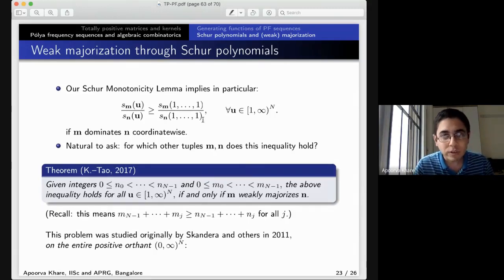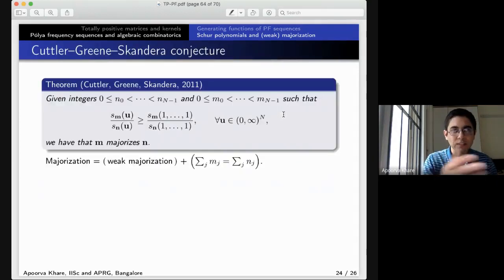At that time they wanted to understand for which m and n this inequality holds for the entire orthant, so [0, infinity) to the n, not [1, infinity) to the n. And this is their theorem. If you know that this inequality holds on the positive orthant for integer values, then m must majorize n, not weakly, but majorize. Majorize just means it weakly majorizes, but also the total content, the summation of the m_j's, equals the total content of the n_j's. So the last partial sum really catches up, even though it is less than the others. Okay, so that is the result.